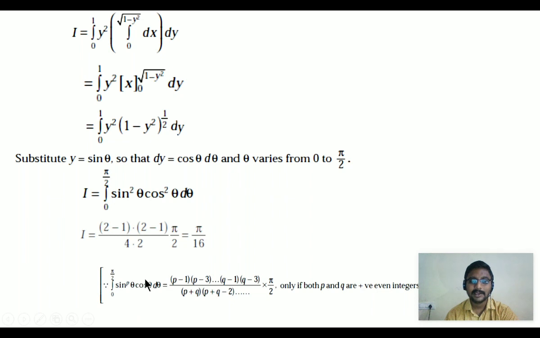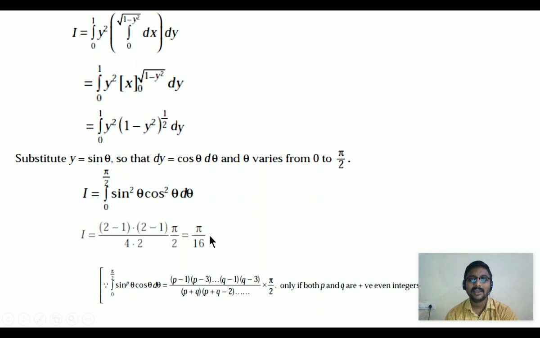Sin power p theta into cos power q theta into d theta. So it is the formula. We just have to replace p equal to 2 and q equal to 2. In this, we will get the result as pi by 16.